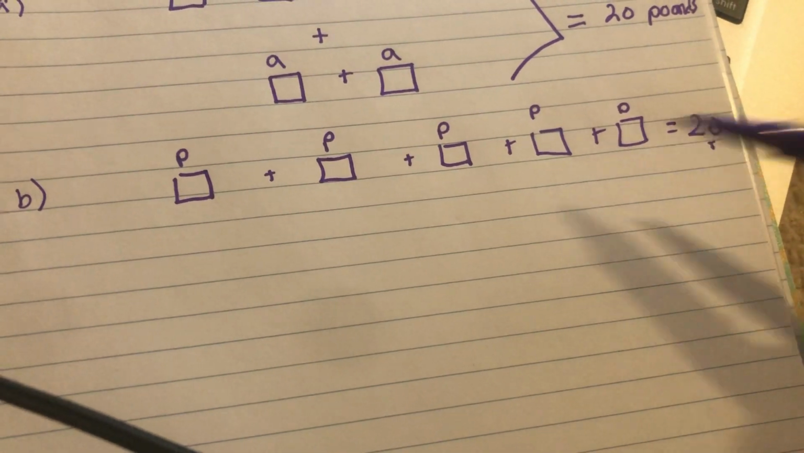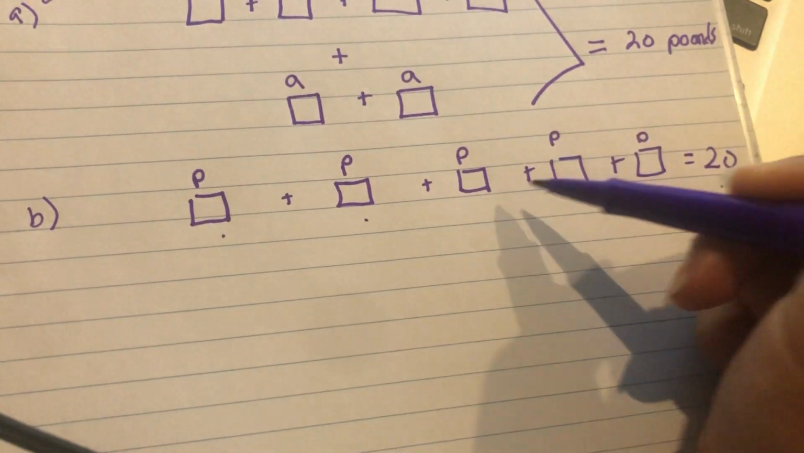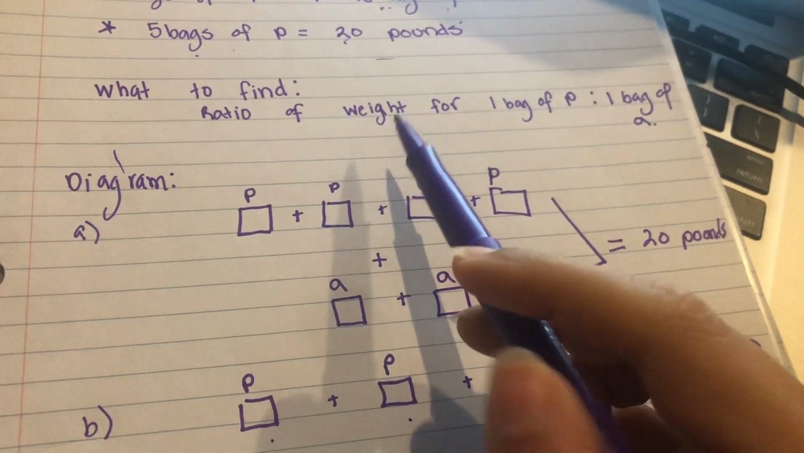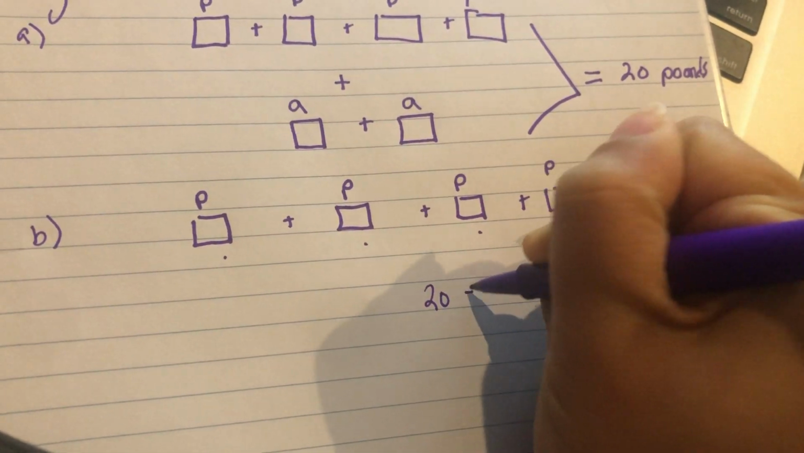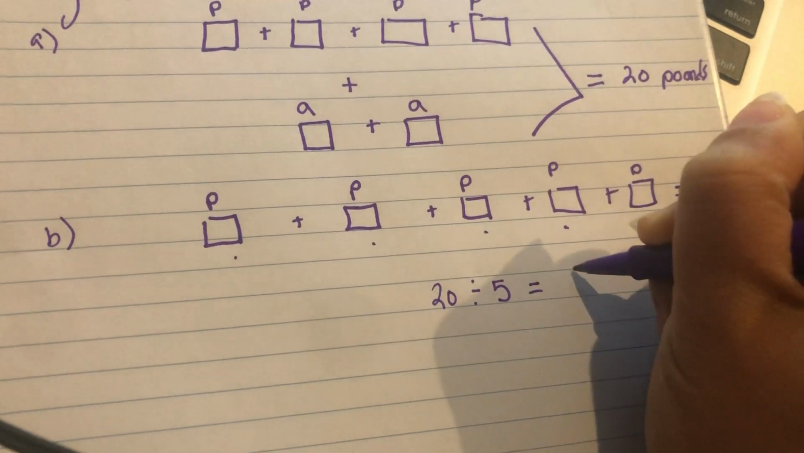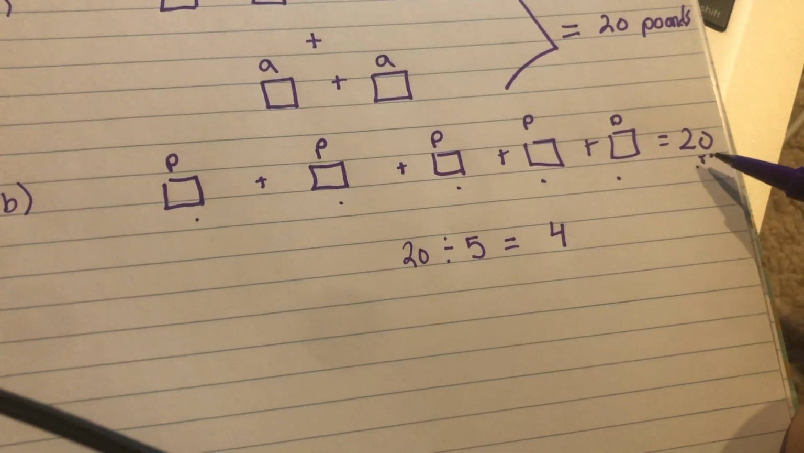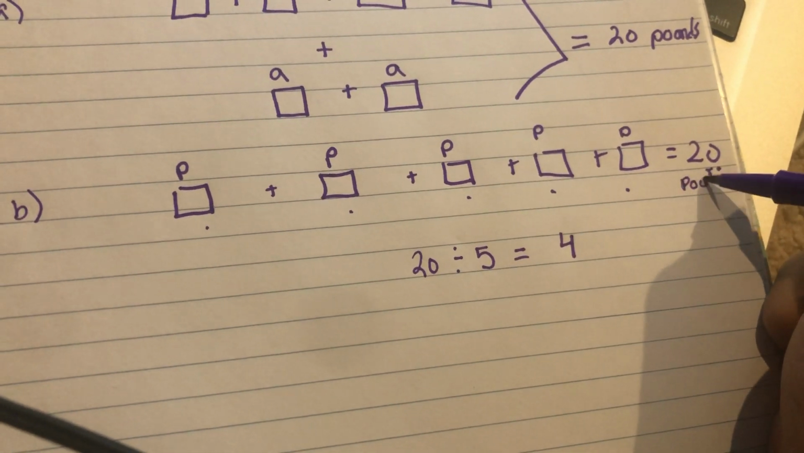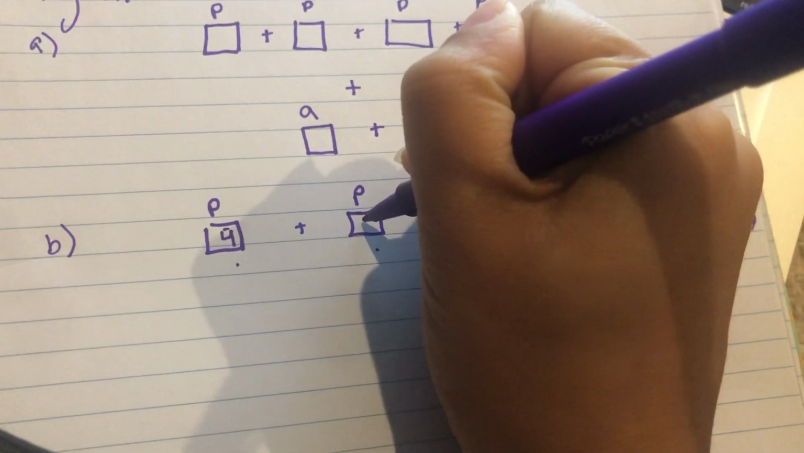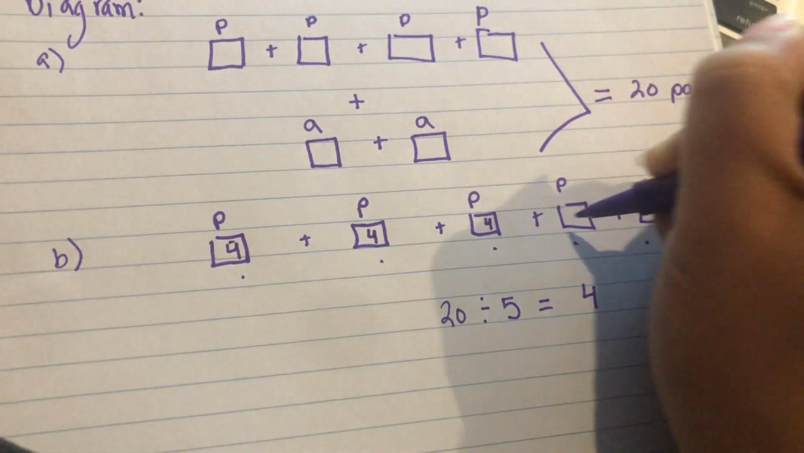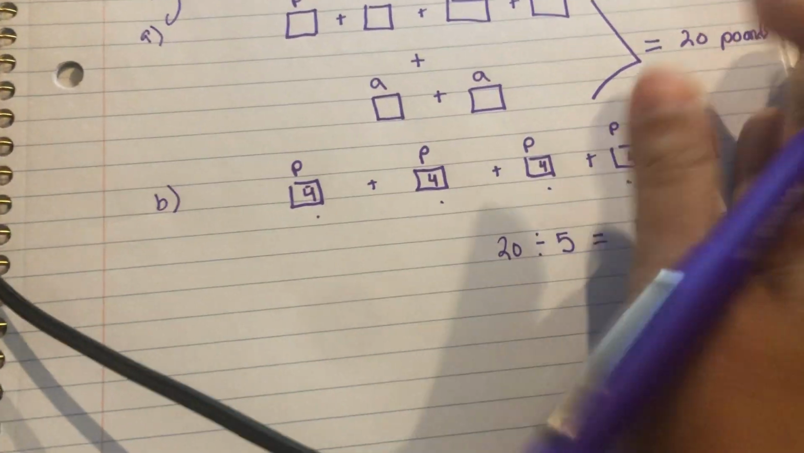If 5 bags of persimmons total is 20 pounds, that means to find out how much each bag weighs, because we're trying to figure out the ratio of the weight of one bag, I could easily divide 20 divided by 5, which is 4. So if 5 bags of persimmons together weigh 20 pounds, that means each bag weighs 4 pounds. So 4.